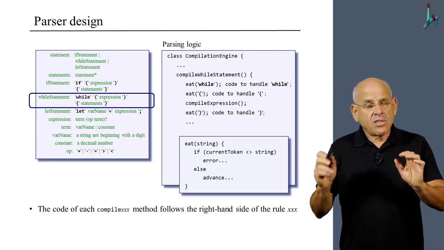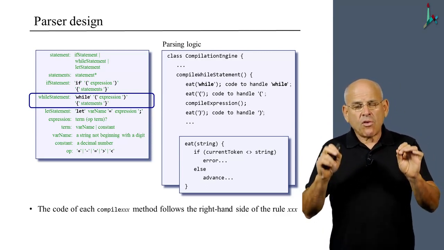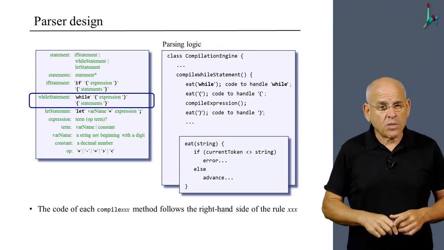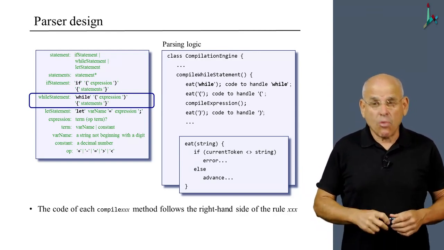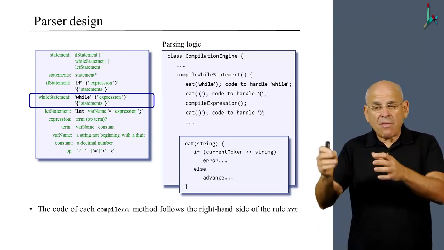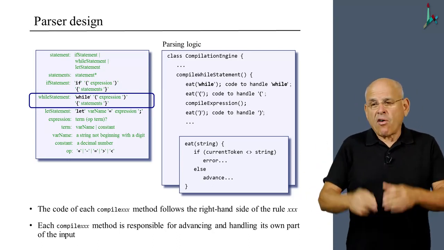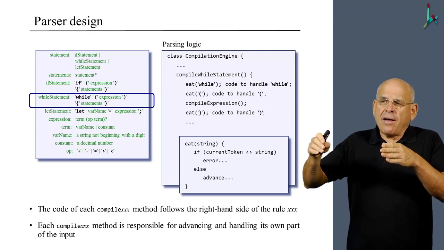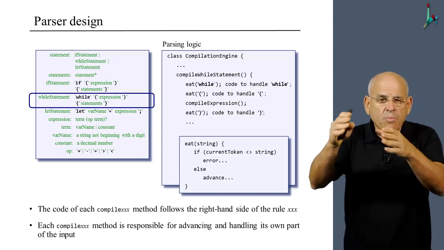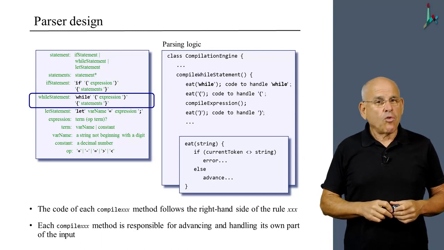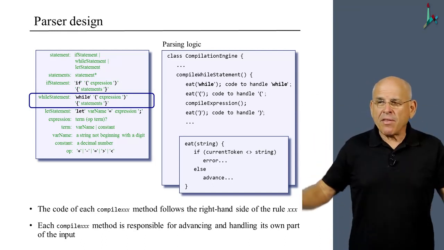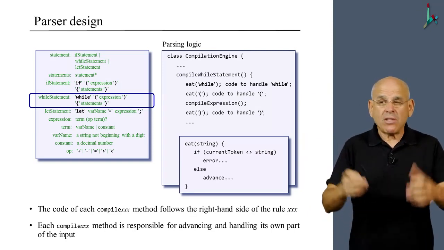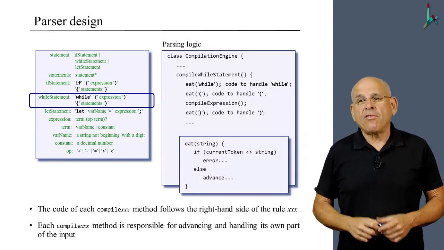So as you see, the code of each compile XXX method follows the right-hand side of the corresponding XXX rule. And each of these methods is responsible for advancing and handling all the tokens which correspond to this particular rule. And by having all these methods call each other recursively, I'm going to accomplish the parsing of the given input.